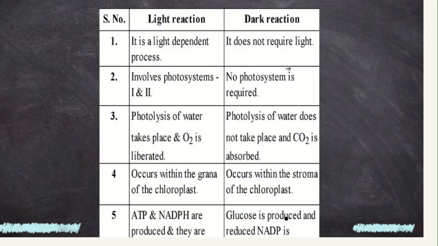For the light independent reaction, no photosystem is required. Photolysis, meaning splitting of water, does not take place, and carbon dioxide is absorbed, right? And then the light independent reaction occurs within the stroma. So the stroma is basically the space within our chloroplast. It's not the grana, it's not the thylakoid, it's just the little empty space on the side, right? And then we're going to produce glucose in our light independent reaction.